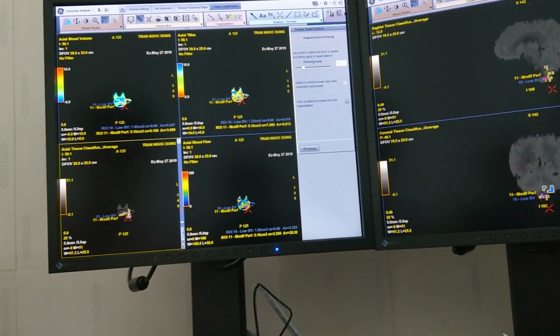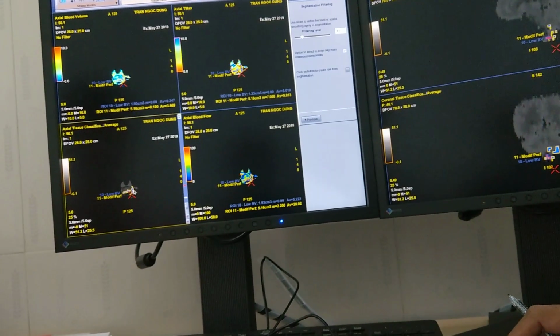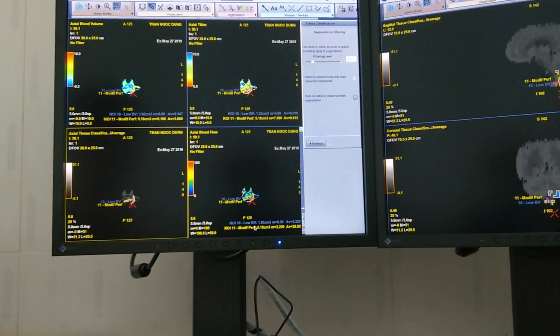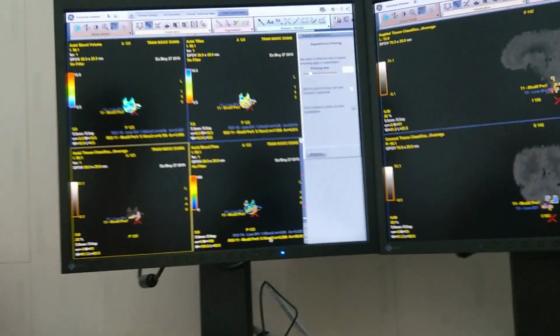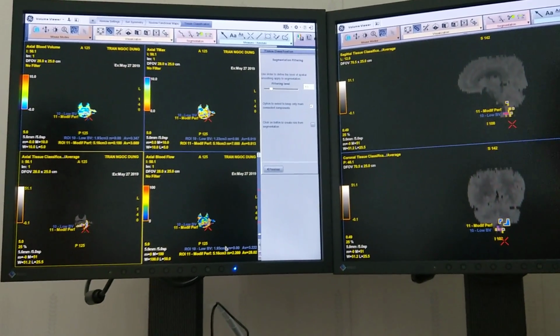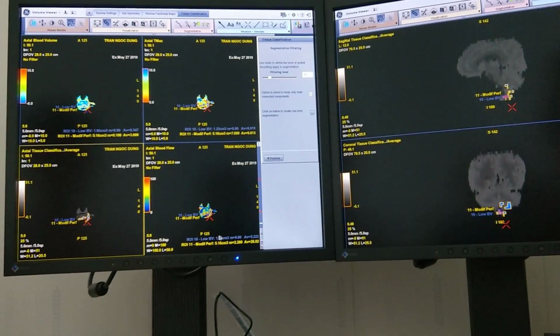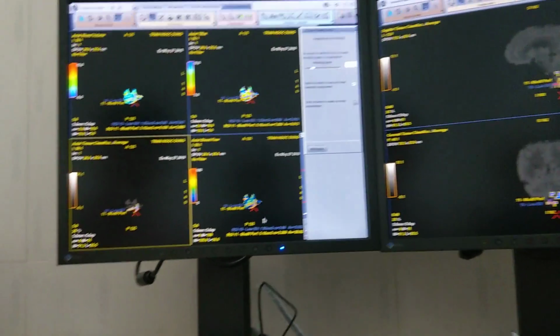And this volume, if you want to look at the value, you can go here, 11 and 10. So this is the area, in centimeters. This is the area of core infarct. Okay. So the penumbra, this.